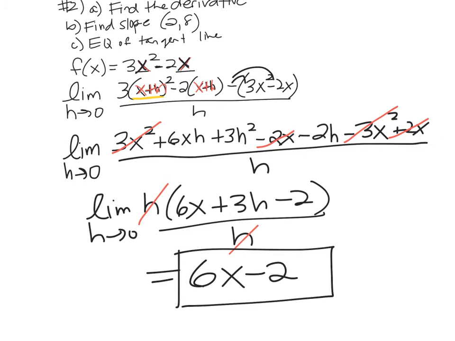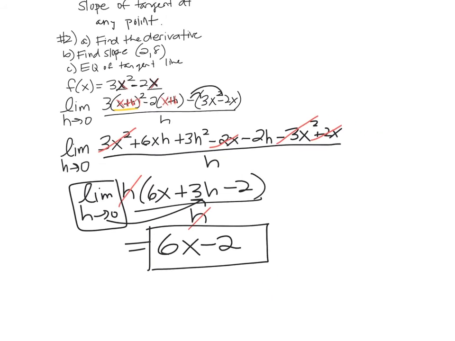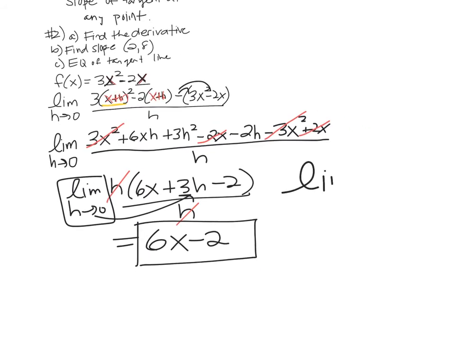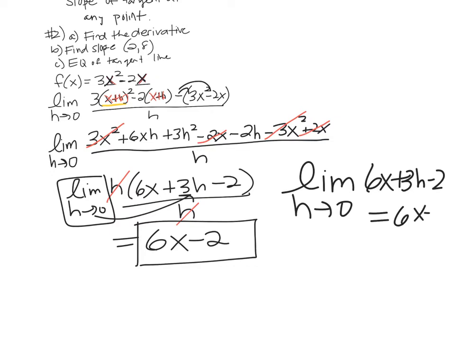Wait, what about that 3h? No, we evaluated the limit by plugging in 0. See that last step? You're left with the limit as h goes to 0 of 6x plus 3h minus 2. Is there any problem with me plugging in 0 now? Nope. I plug 0 in, and I end up with 6x minus 2. So that right there is the derivative.